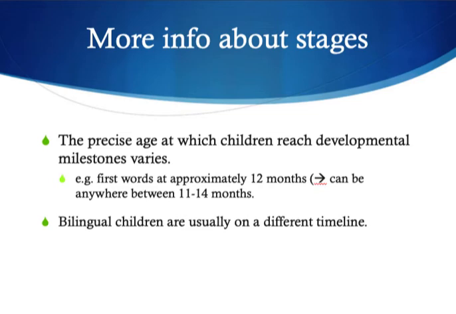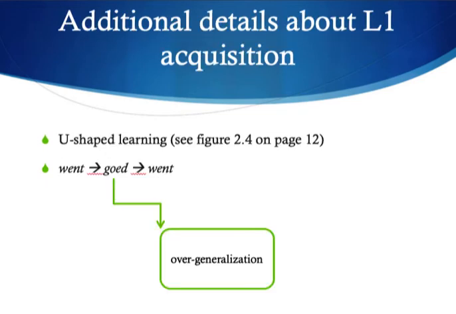I want to finish up the video with a couple of additional details about L1 acquisition that are important. One of them is this idea of U-shaped learning. So it's the idea that children will initially produce the correct form, such as the correct past tense, went, and then they'll actually regress to what is an inaccurate form like goed, and then finally at the end of this process go back to the correct form, went. So what's really happening here is overgeneralization or over-regularization, right? So children are applying a rule, in this case adding ed to form a past tense, they're applying that to an irregular. So they're overgeneralizing or over-regularizing a form.